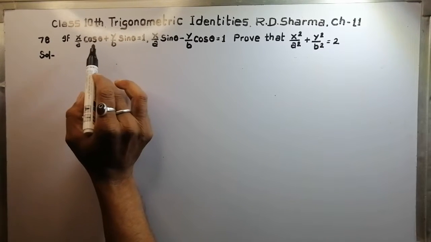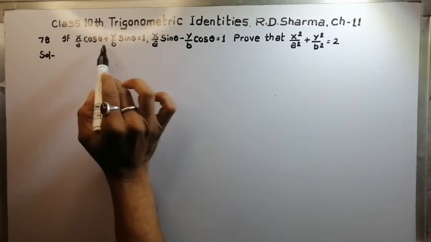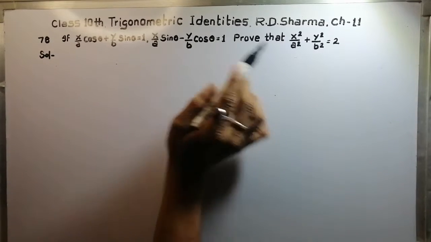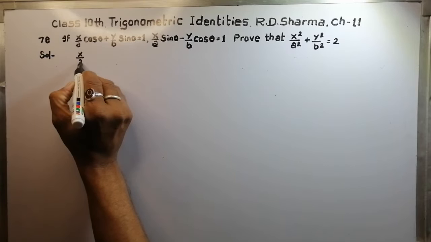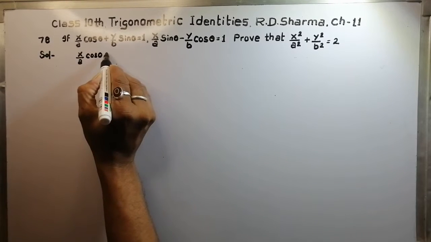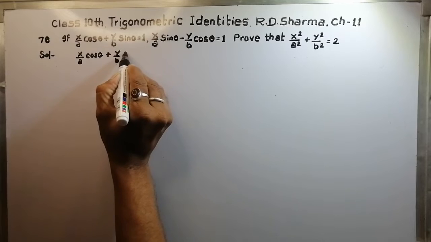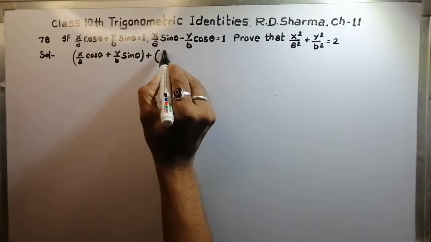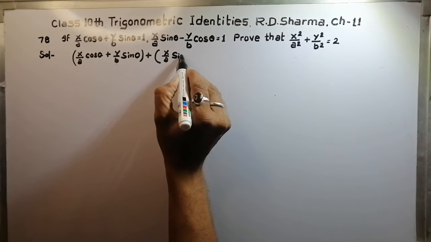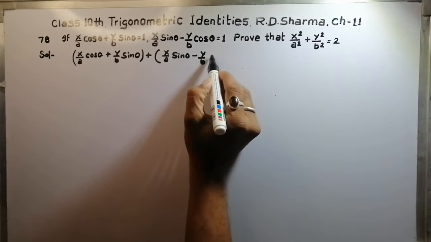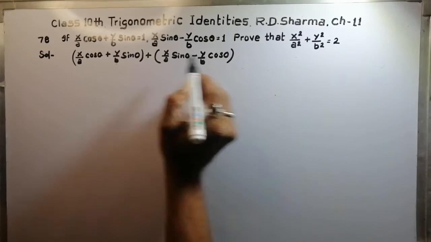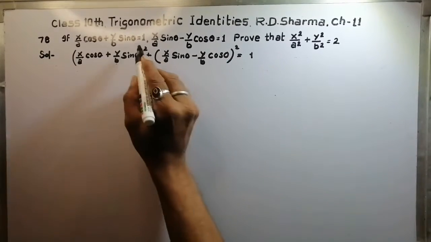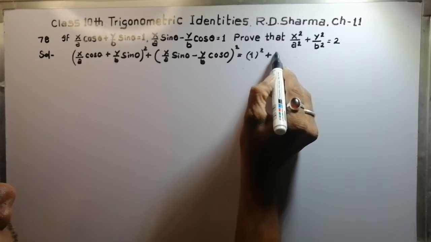first we see these are some two terms. The value of each term is 1. So we can write this equation like x by a cos theta plus y upon b sin theta, and plus x by a sin theta minus y upon b cos theta, of whole square of both equal to 1 square plus 1 square.